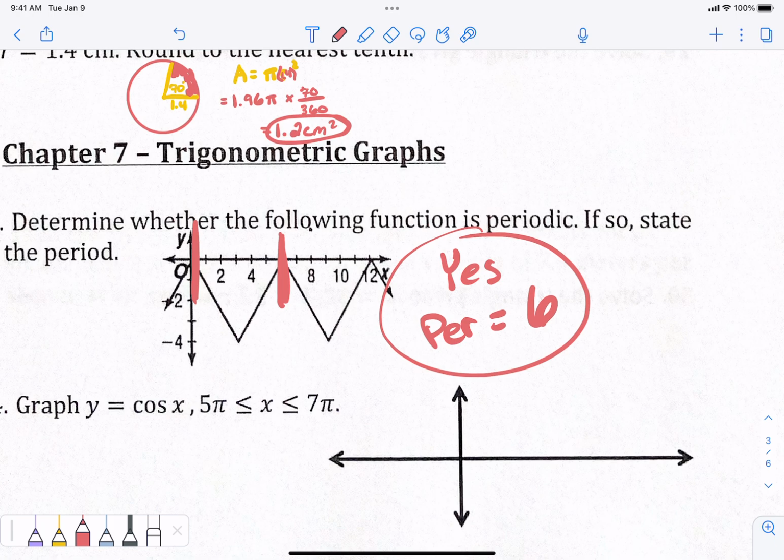The period is how far between, before it restarts. From start to finish, what chunk I would need to copy paste.